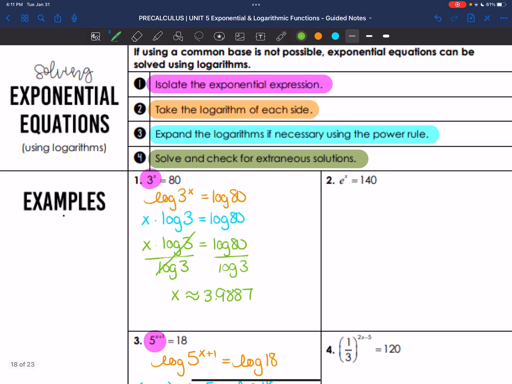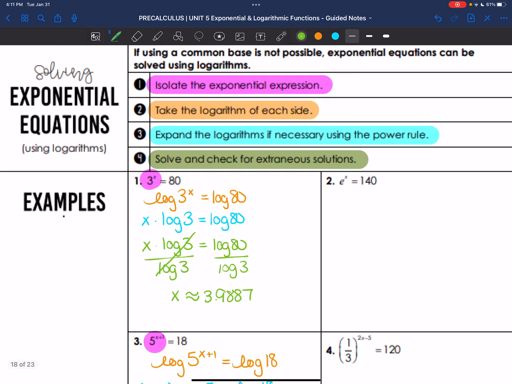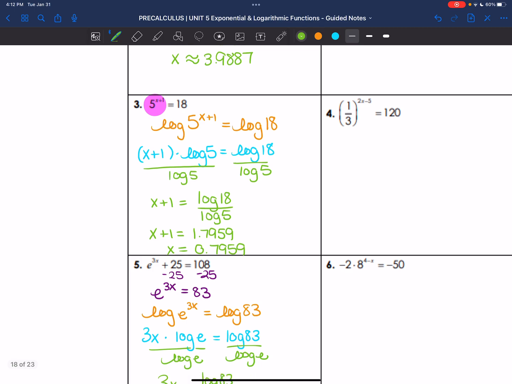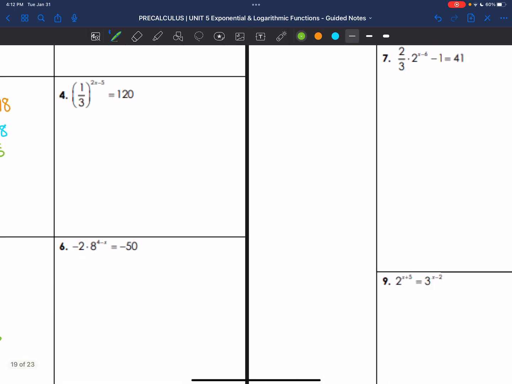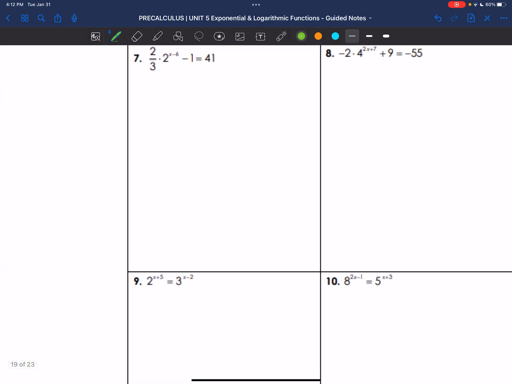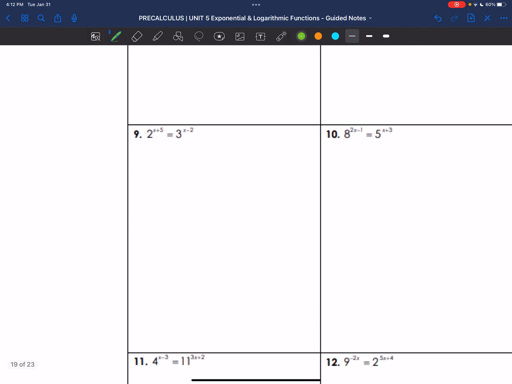So there you have it. We've gone through a few examples. Now I want to go ahead and look at the next page because some of these are a little bit different. Let's hop on down to example number 9.